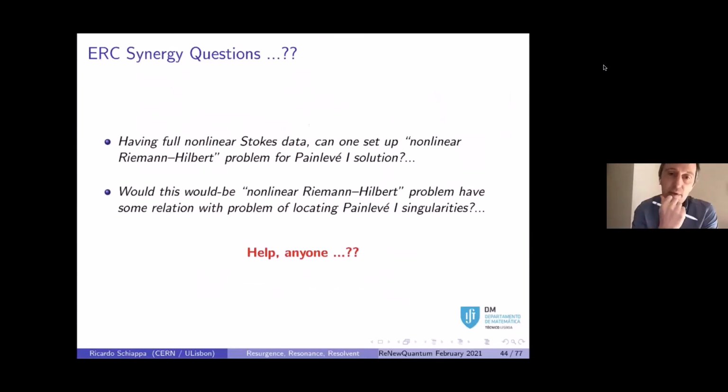So maybe there is some sort of nonlinear Riemann-Hilbert problem that would compute for you directly the Polynomial 1 solution. And if that would be the case, that it might also be, that's another question, that this nonlinear Riemann-Hilbert problem would have something to say about the location of the Polynomial 1 singularity. So these are two questions that we're starting to entertain. So really not a lot matured yet, but if anybody wants to discuss, please feel free to join in.